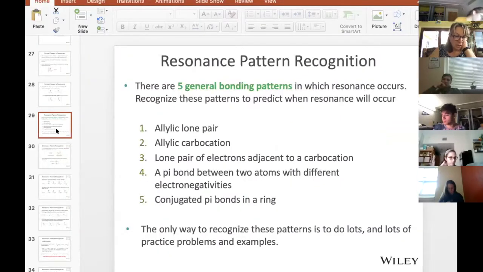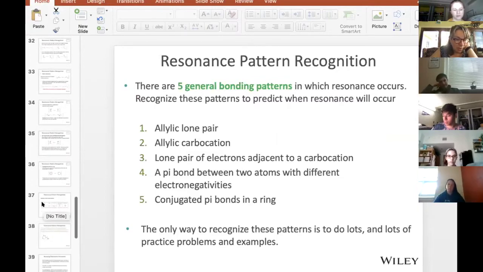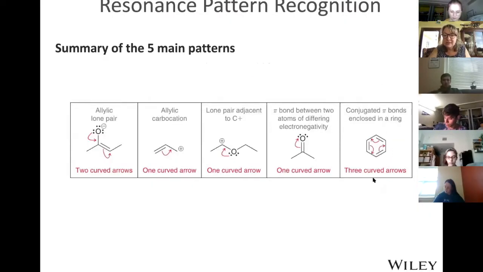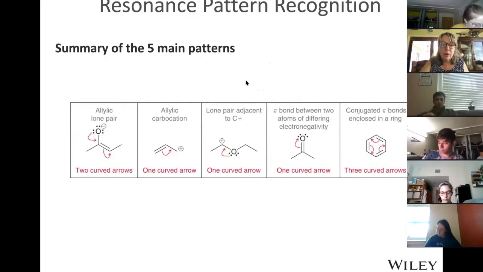It's these right here: allylic lone pair, allylic carbocation, lone pair adjacent to a carbocation, pi bond with two atoms of different electronegativities, and conjugated pi bonds. You know, these are the things that are going to happen, and these are the things that are going to contribute to our most stable resonance structures.